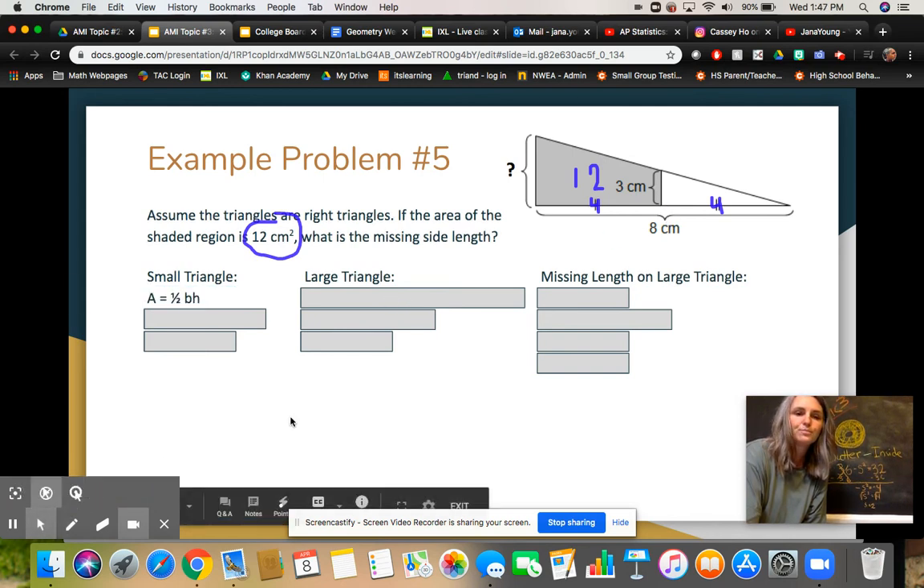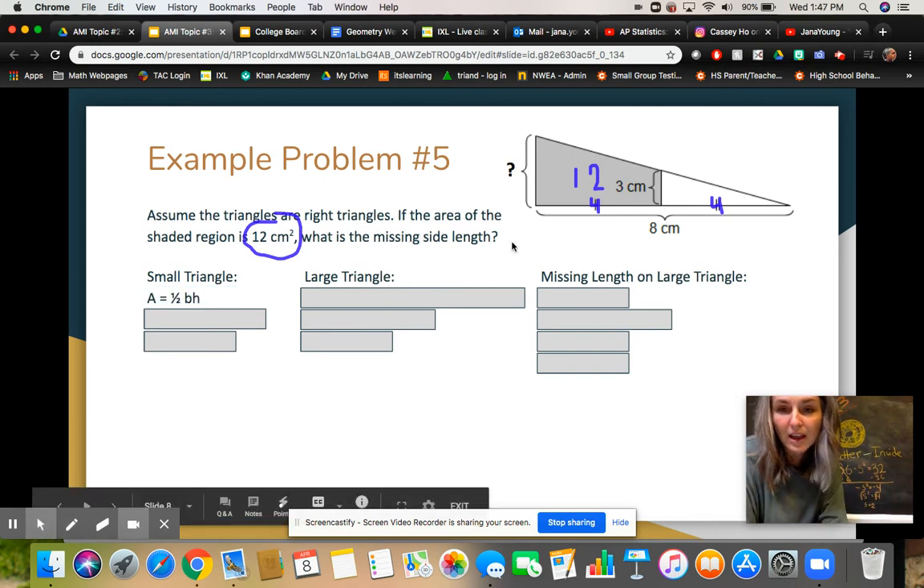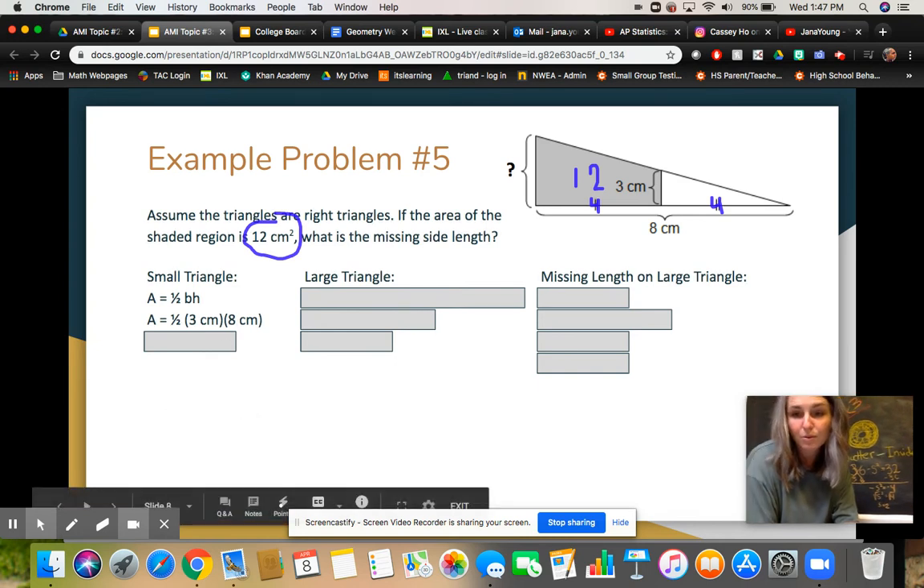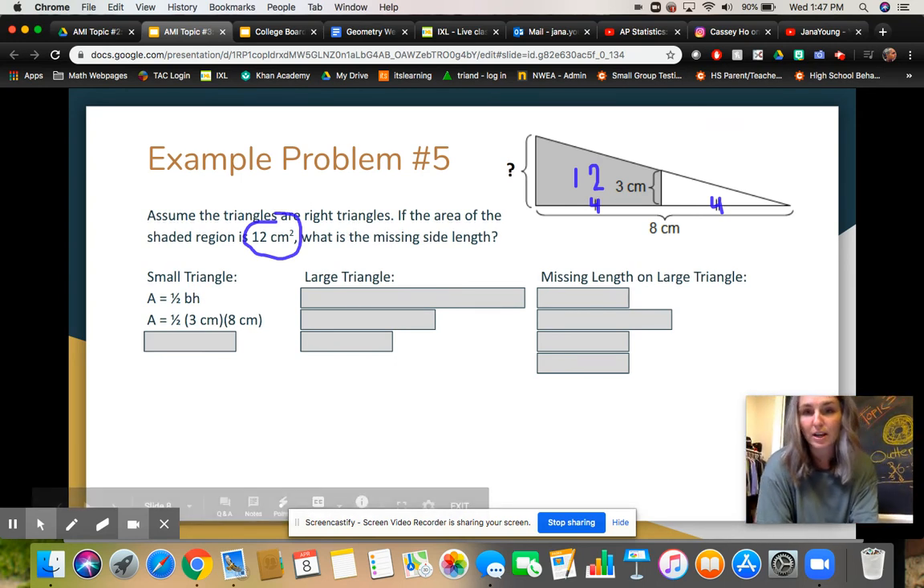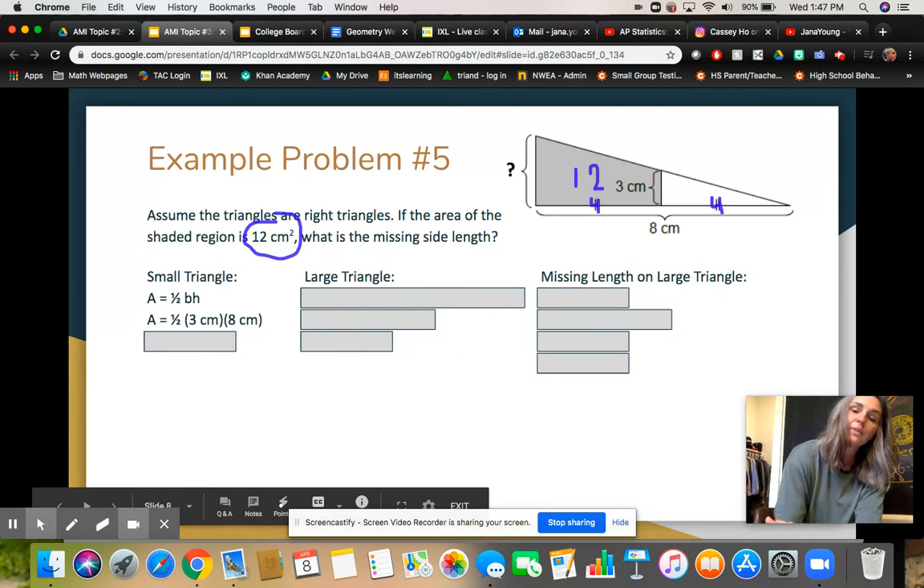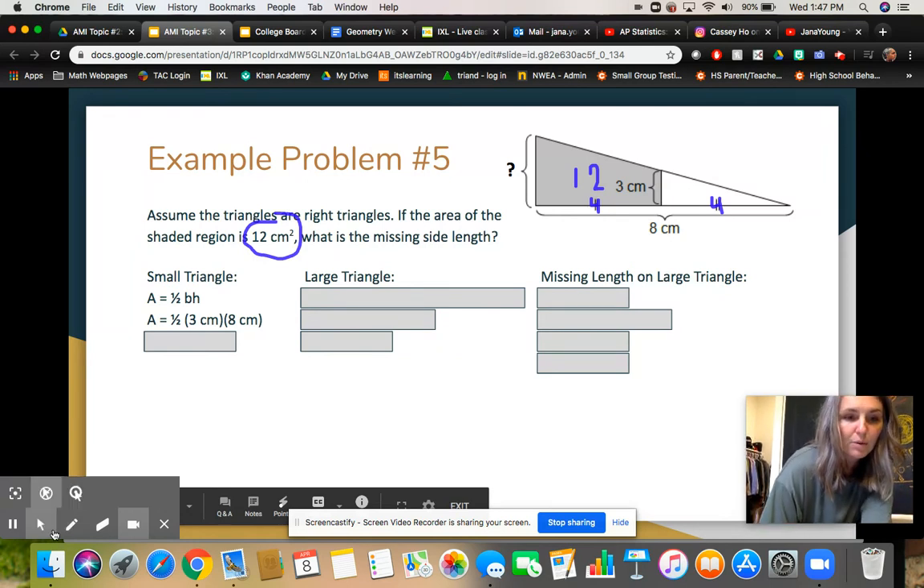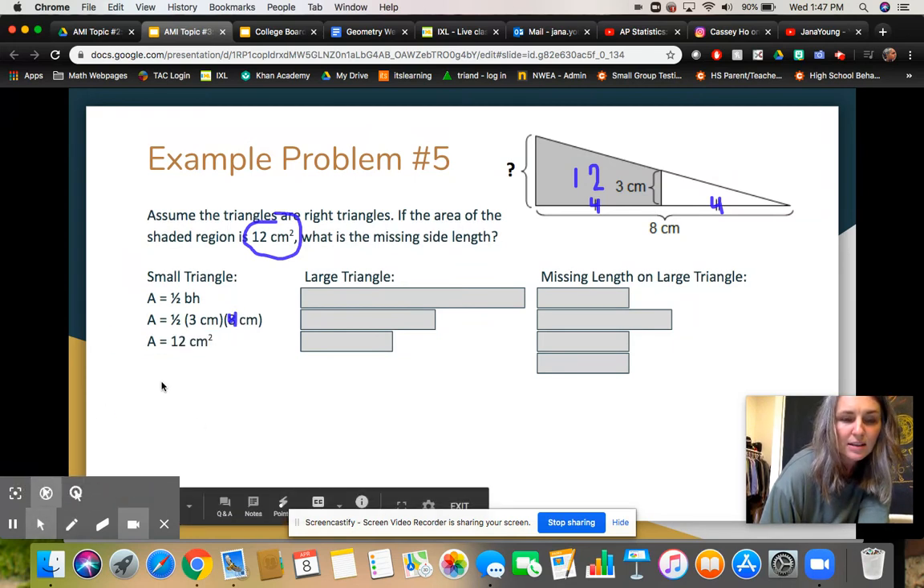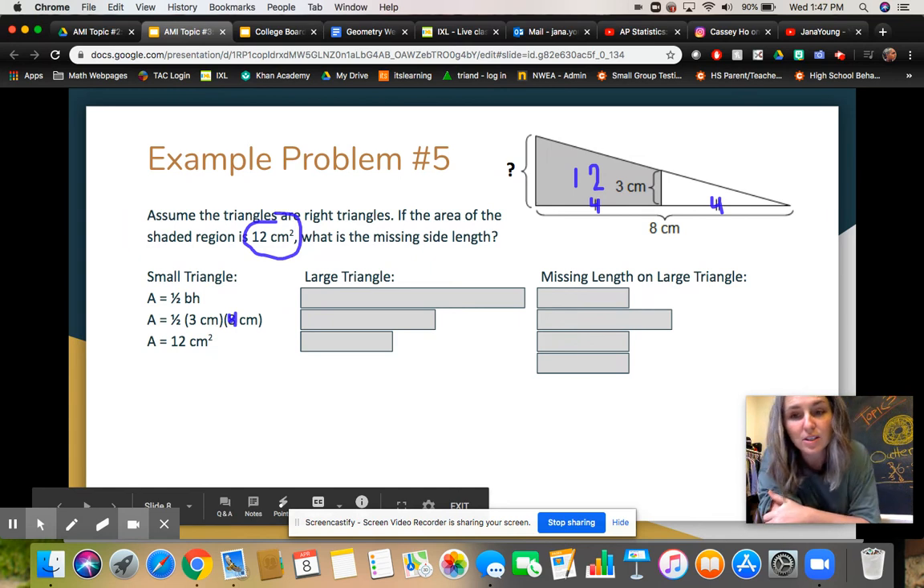So we know that the area of the small triangle is 1/2 base times height. And so I'm going to fix this as I go through it, because obviously it's not going to be 8, it's going to be 4. So let's see here what we got. This is going to be 3 times 4, and that gives us 12. So actually the answer is right on here.